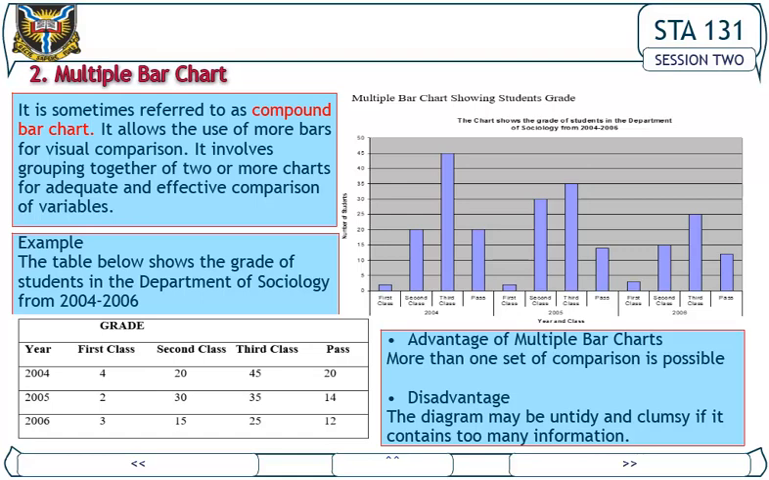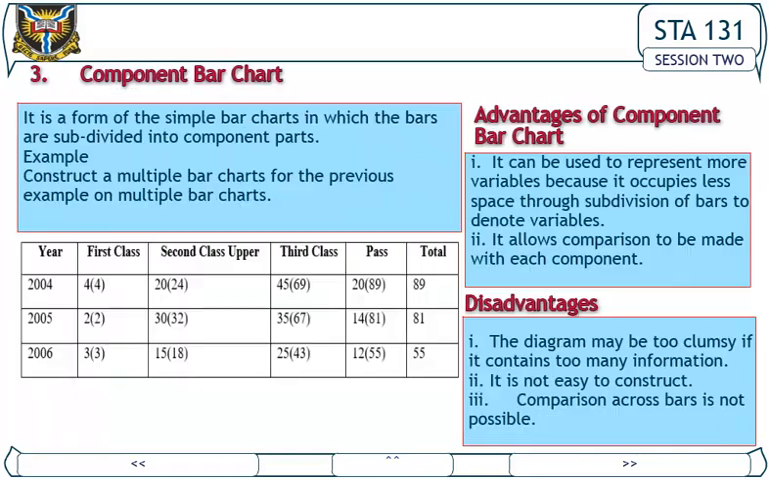Multiple bar chart showing students' grade. The chart shows the grade of students in the Department of Sociology from 2004 to 2006. Advantage of multiple bar charts: more than one set of comparison is possible. Disadvantage: the diagram may be untidy and clumsy if it contains too much information.